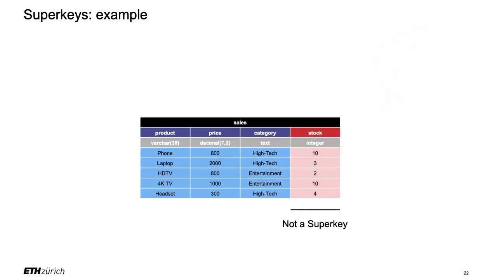Stock is also not a super key. We have 10 twice. What about that? So now I just modified the table and maybe I just sold a 4K TV to a happy customer and now I have 9 left. But now look closely. Something strange is happening because now we have unique values everywhere in that column, right? So technically, in this very specific table right here, stock would technically fit the definition of a super key, right? Who sees that, right?